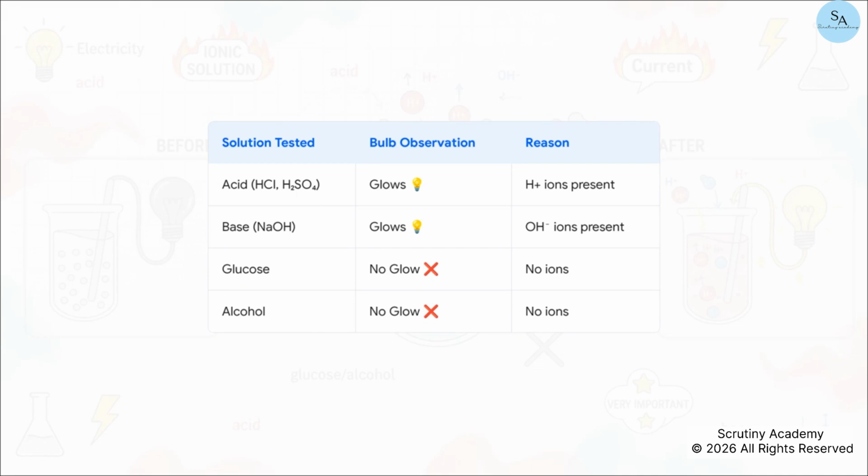So let's just do a super quick summary of everything. Acids like HCl, the bulb glows because they have H+ ions. Bases like NaOH, the bulb glows because they have OH- ions. And what about glucose and alcohol? No glow because they have no ions at all. This table is actually perfect to remember for your exams.